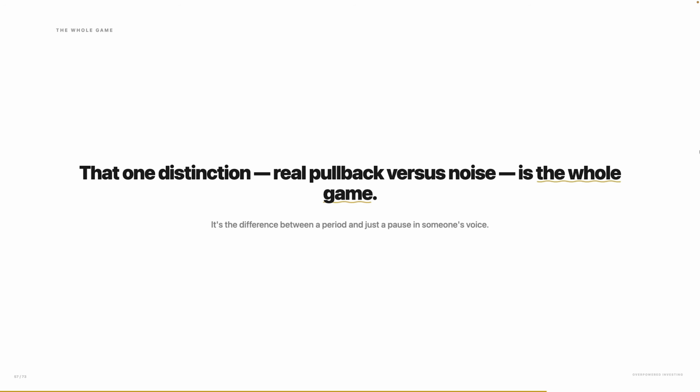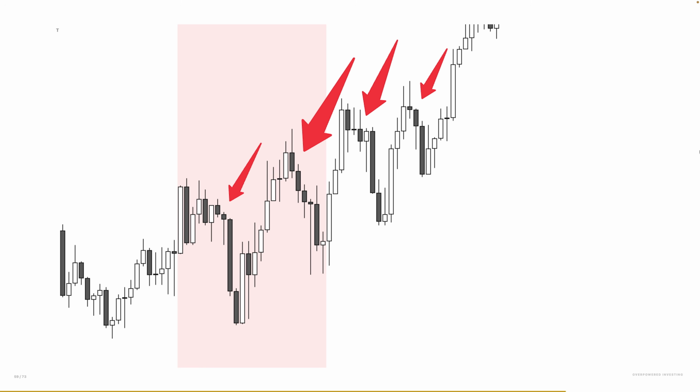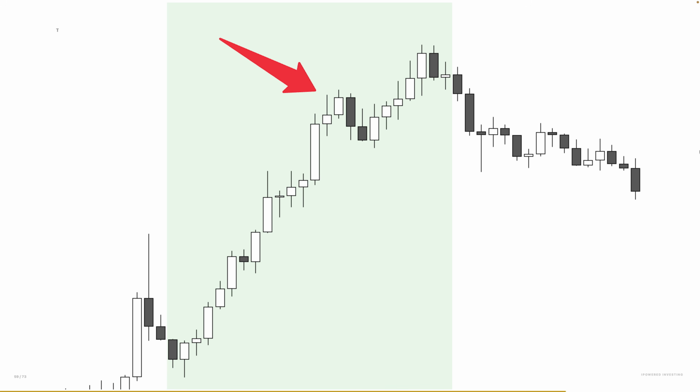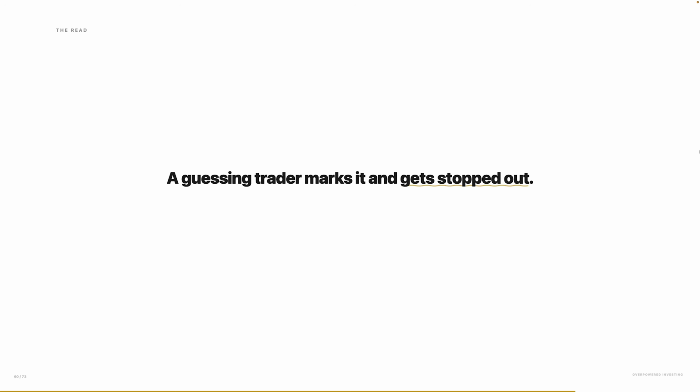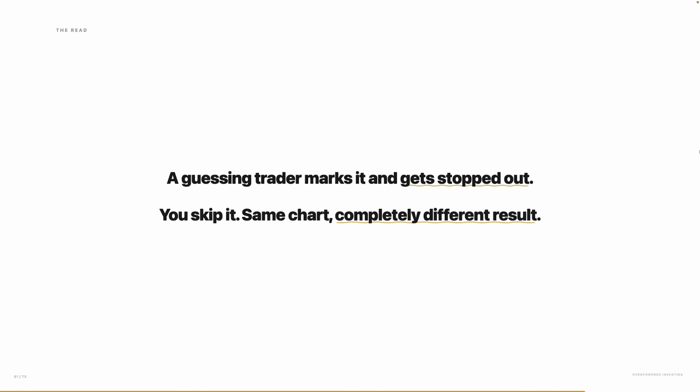That one distinction, real pullback versus noise, is the whole game. It's the difference between a new sentence and just a pause in someone's voice. As you can see over here, 3 candles in a row against the trend, valid pullback, valid level. And watch this one, only 2 candles, so it does not qualify. A guessing trader takes it and gets stopped out. You skip it, same chart, completely different results.